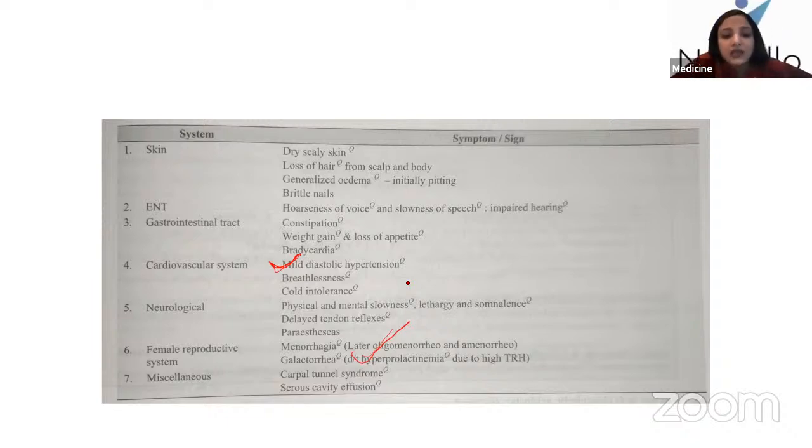Okay, the patient might have galactorrhea also because of hyperprolactinemia, and miscellaneous, most of the patients, sometimes, have carpal tunnel syndrome, and there'll be a serous cavity effusion.